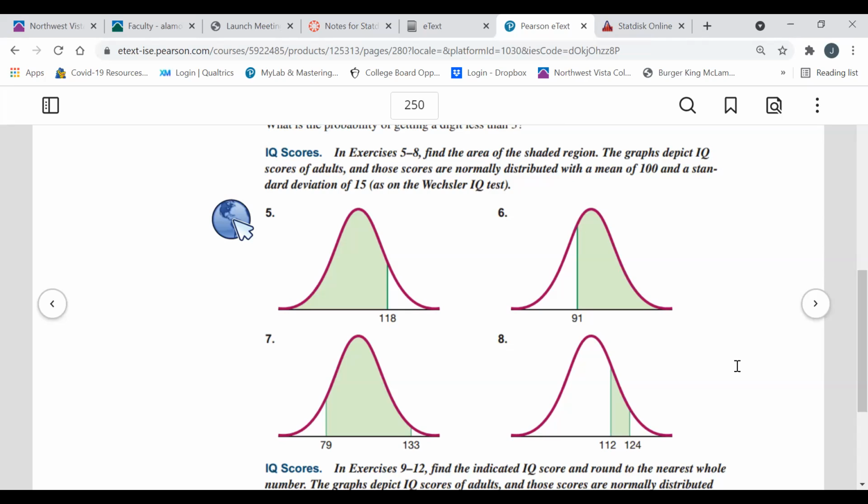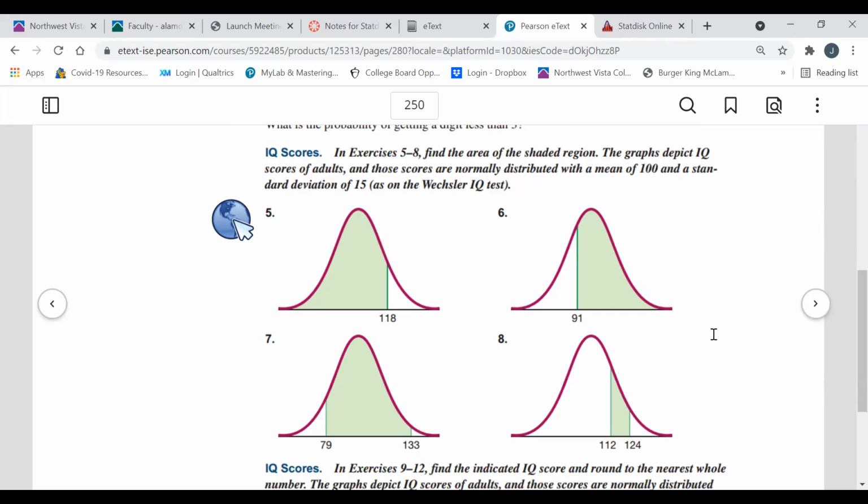This is called applications involving the standard normal. Okay, so here's our picture for 5. So notice on 5, you have a graph, you have your normal curve, right? And notice that at 118 from that line up, right, it's shaded to the left, right? So we're gonna have to convert this into a probability.